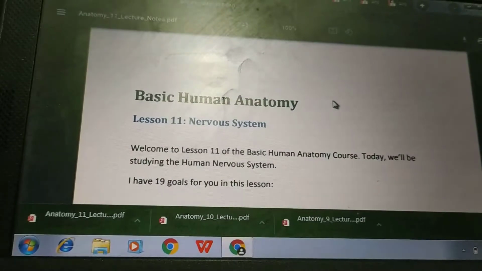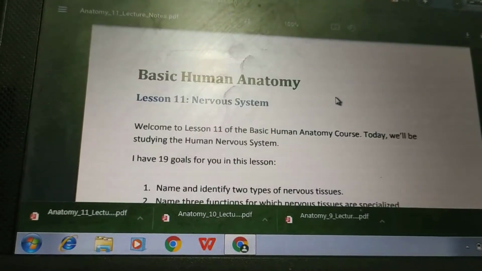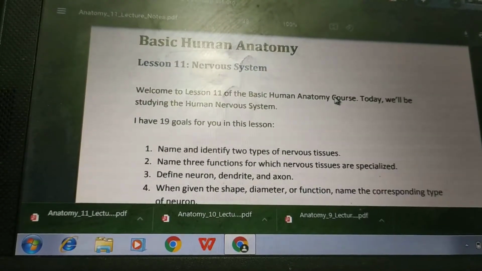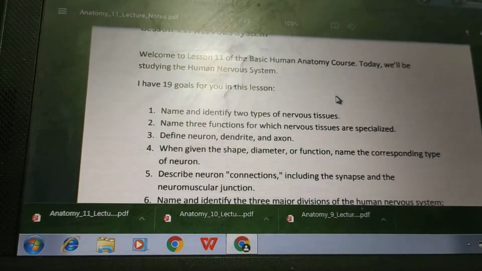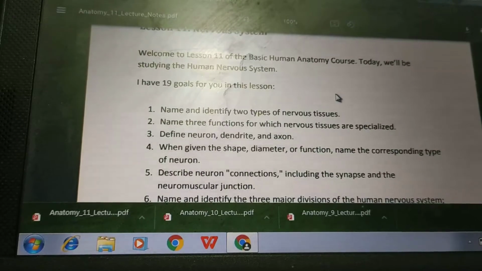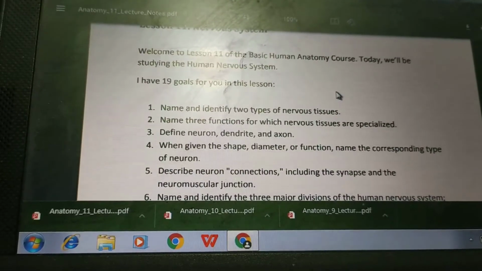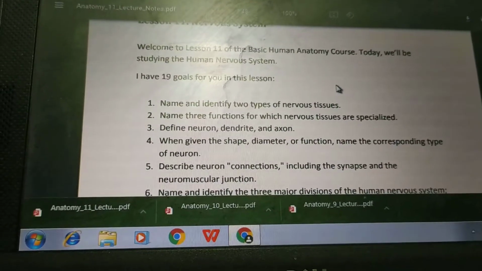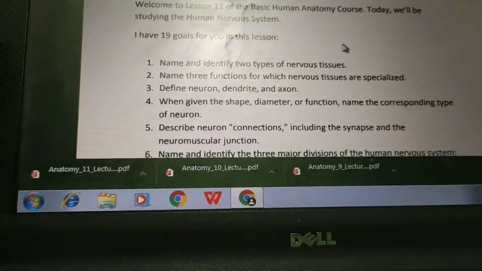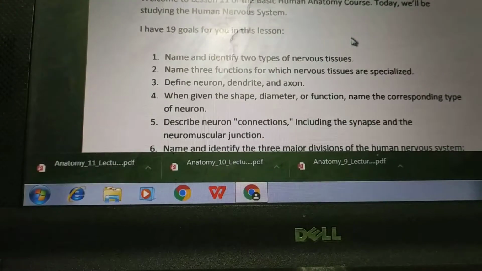So welcome to lesson 11 of the basic human anatomy course. Today we will study the human nervous system. 19 goals. Name and identify two types of nervous tissue. Name three functions for which nervous tissues are specialized. Define neuron, dendrite, axon. When given shape, diameter, function, name the corresponding type of neuron. Describe neuron connection.